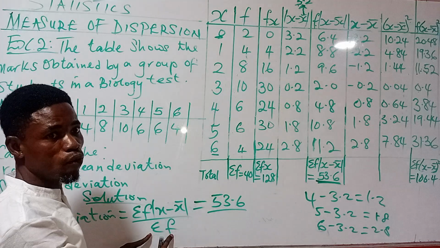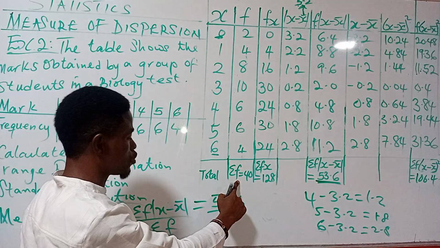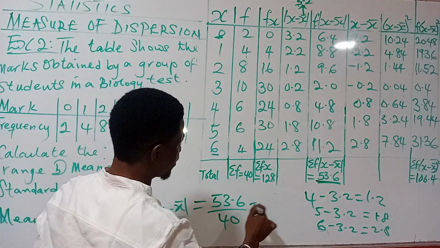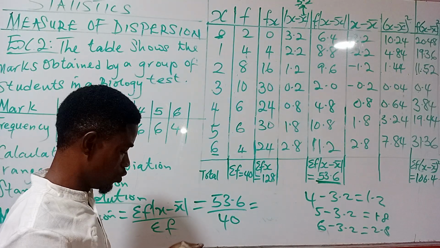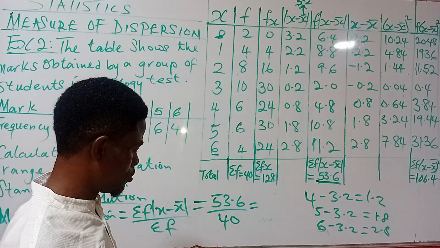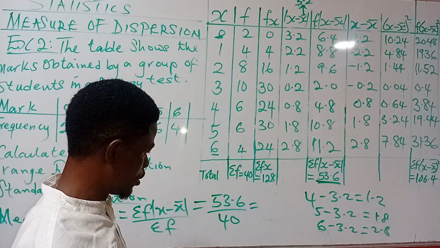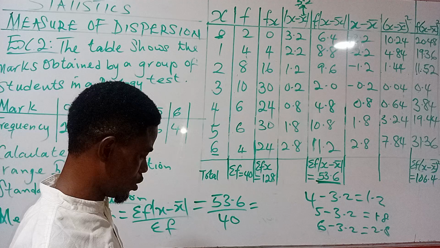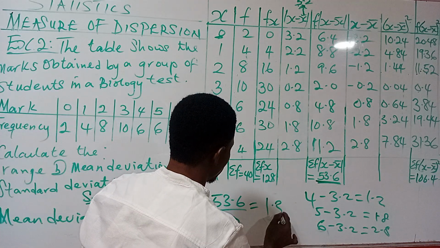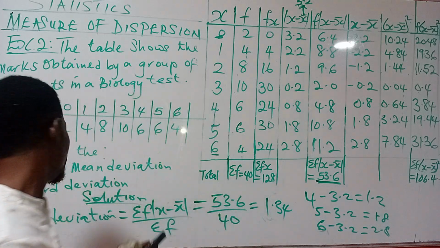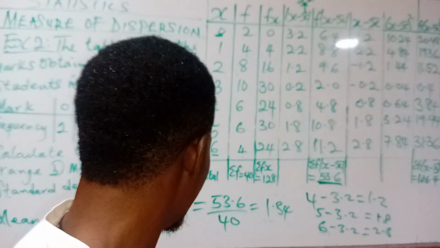Summation of f. And what is the summation of f? Summation of f is 40. So when you divide that, what do you have? 53.6 divided by 40. We have 1.34. So that is the mean deviation.